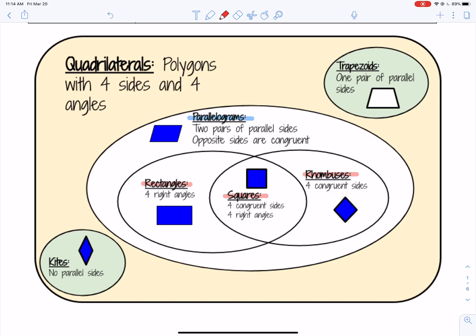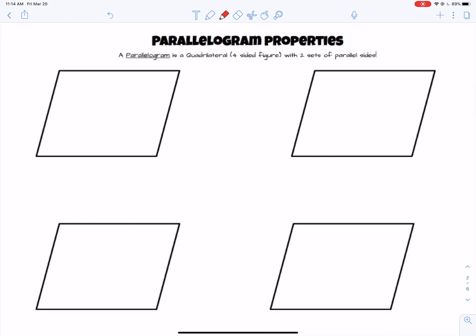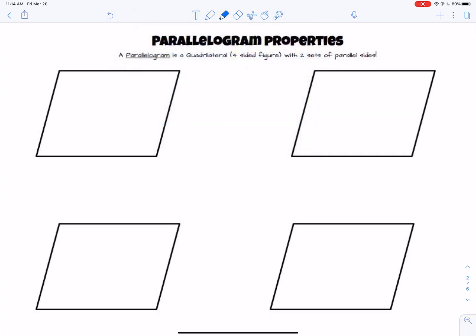And then notice kites have no parallel sides and trapezoids only have one pair of parallel sides. So they are not included underneath the umbrella of parallelograms. And again, we're going to talk about those later in another lesson. Okay, so let's draw our parallelogram properties on this graphic organizer just to get a better idea of what this looks like. So opposite sides are parallel.